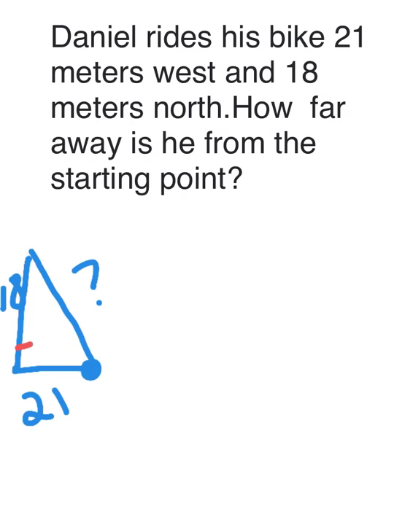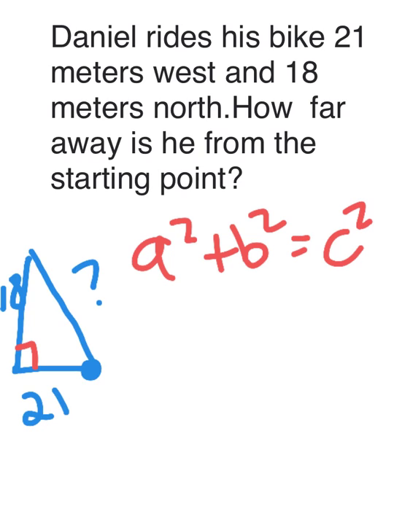Well, right away I know that this is a right angle, so I'm going to use the Pythagorean theorem of a squared plus b squared equals c squared. Go ahead and pause the video, solve for it, and see if your answer is correct on the next page.